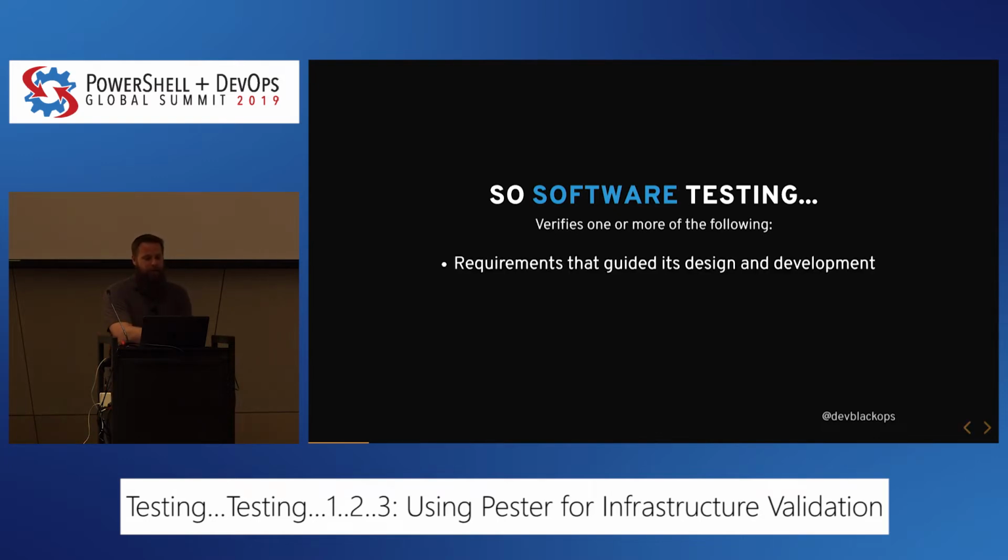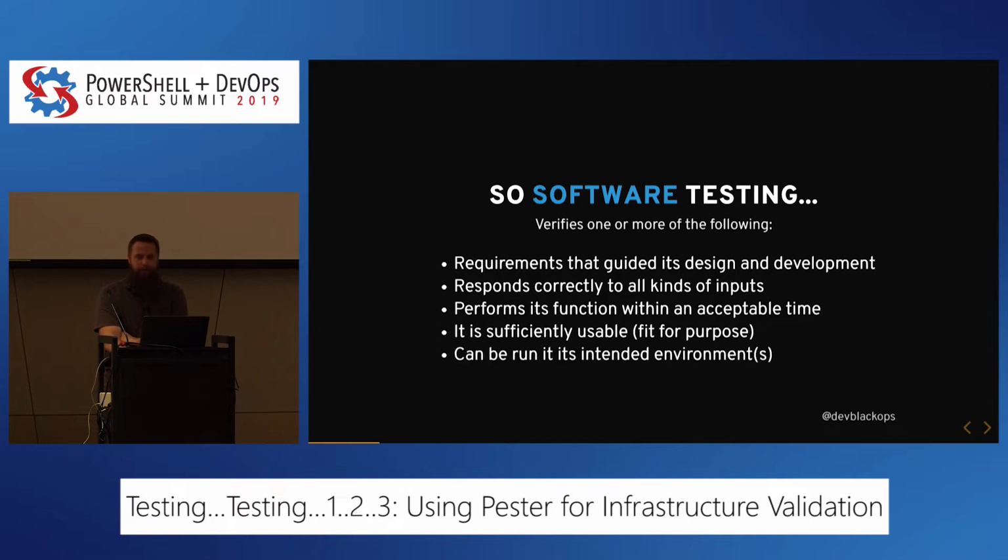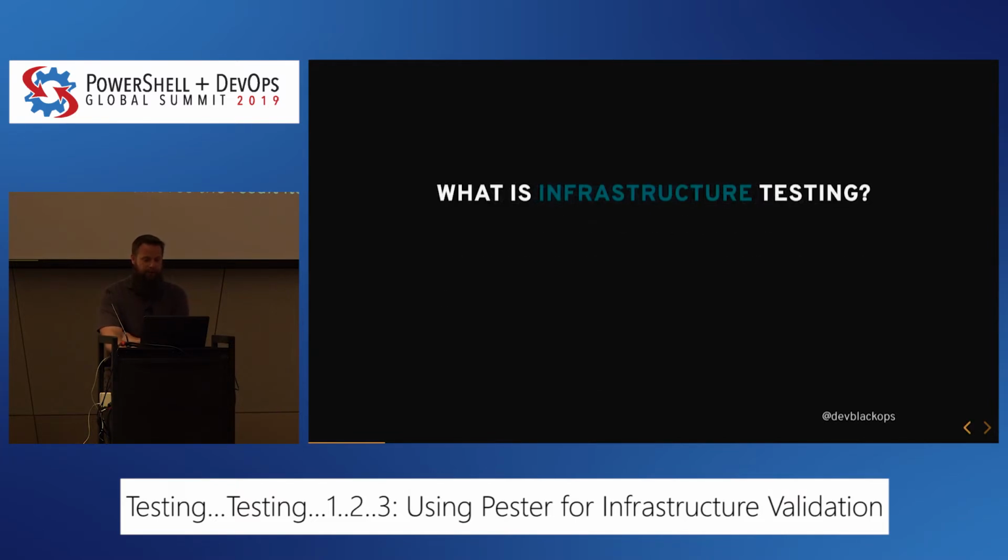So it verifies one or more of the following. It verifies that the requirements that guided its design and development are correct, that the software responds correctly to all kinds of inputs and outputs, and performs its function within an acceptable time. It is sufficiently usable, meaning it's fit for purpose, and it can be run in its intended environments. And it achieves the result that its stakeholders desire. So let's see how we can apply some of those bullet points to infrastructure testing. And I'm going kind of fast because I have like 80 slides. So just so you know.